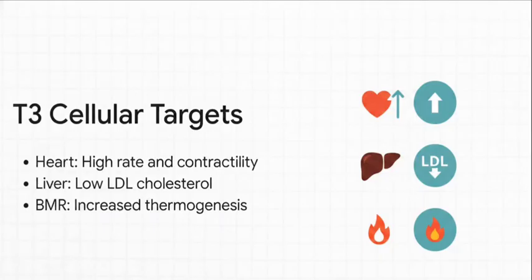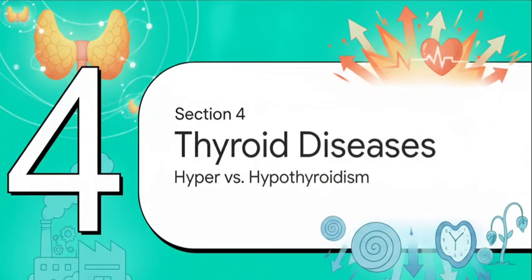Once that active T3 gets inside a cell, it alters gene transcription with dramatic effects. In the heart, it drives up myosin heavy chain alpha, which increases your heart rate and contractility. In the liver, it radically increases LDL receptors, actively pulling LDL cholesterol out of your blood. And to regulate your basal metabolic rate, it ramps up the sodium-potassium ATPase pump, which is what actually generates your body heat. Which brings us to Section 4, Thyroid Diseases, Hyperthyroidism, and Hypothyroidism.